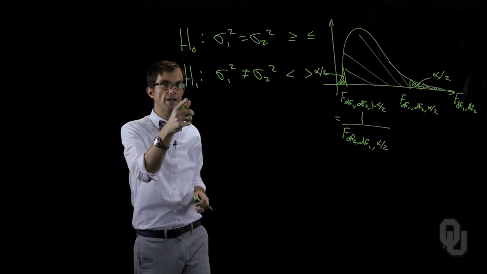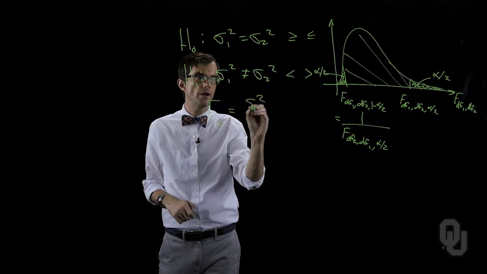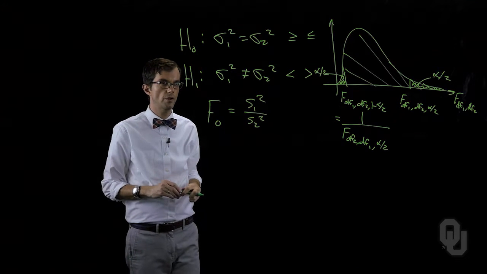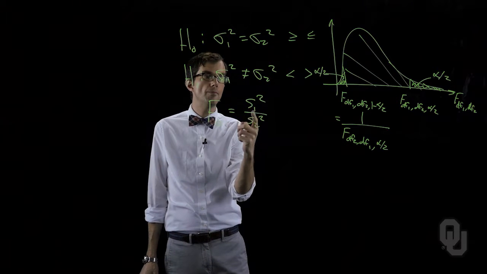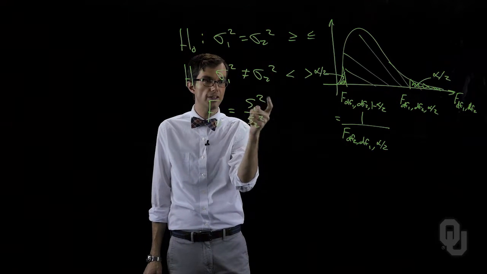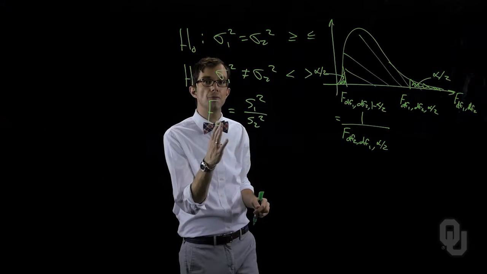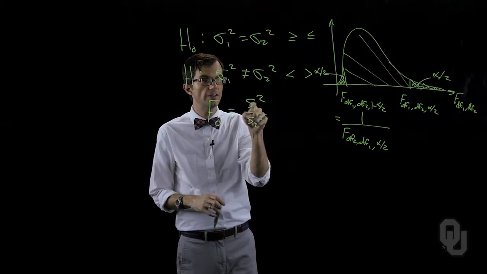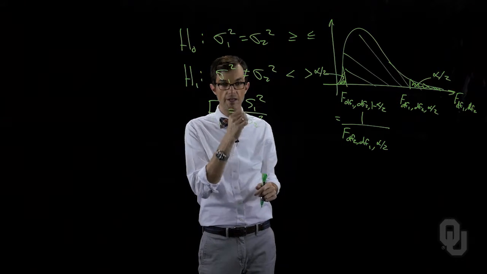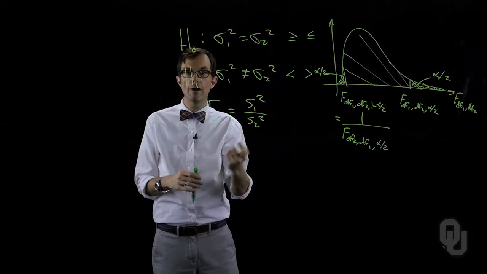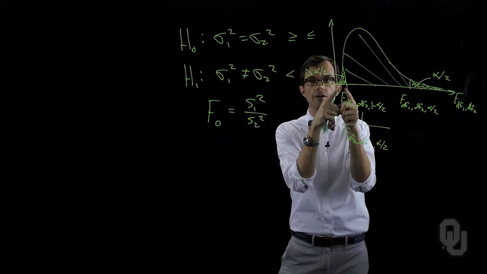The way we answer this is with an F test statistic, which is S1 squared over S2 squared. The idea here is if S1, for example, is a lot bigger than S2, if the variability of population 1 is a lot bigger, a lot more dispersed than population 2, then this ratio is going to be a lot bigger than 1. If this is smaller than this, it's going to be less than 1, or maybe a lot less than 1. So we're really going to be comparing how big this ratio is. If it's really big, it's going to lie out here. If it's really small, it's going to lie down here.